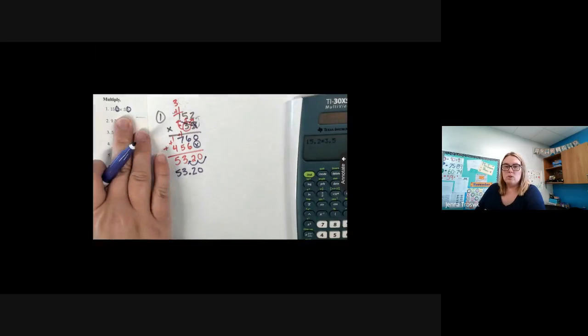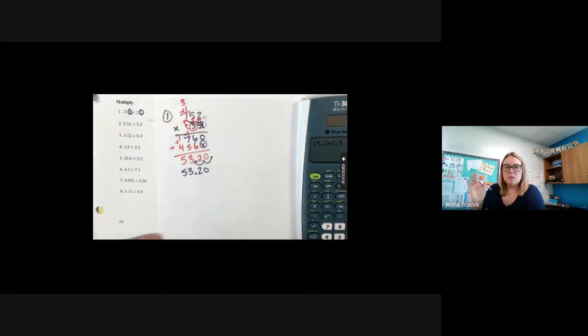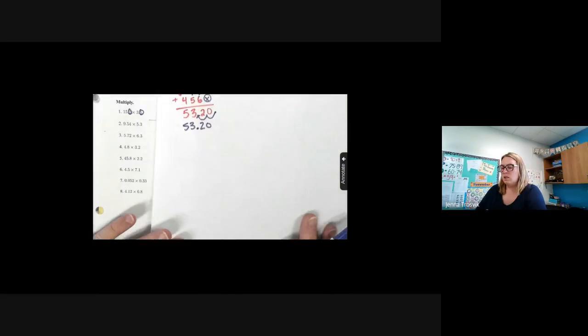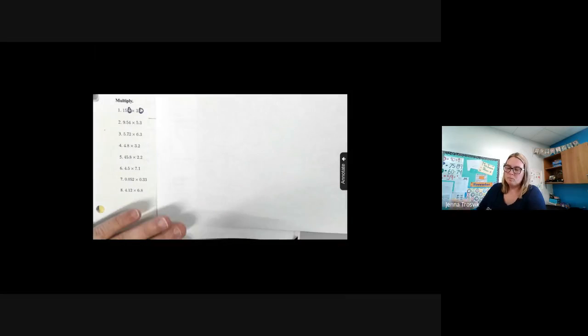So just hang on to those decimal points and however many numbers come after the decimal till the end, and then go back and just move your decimal and place it in there by however many numbers come after your decimal places total. Okay, now number 2 is going to be a little trickier. So you're going to see it a little bit different in number 2.